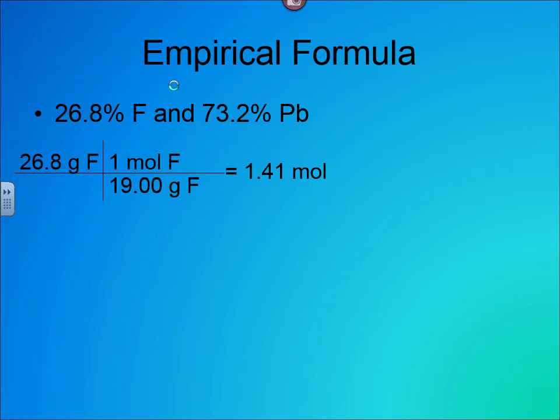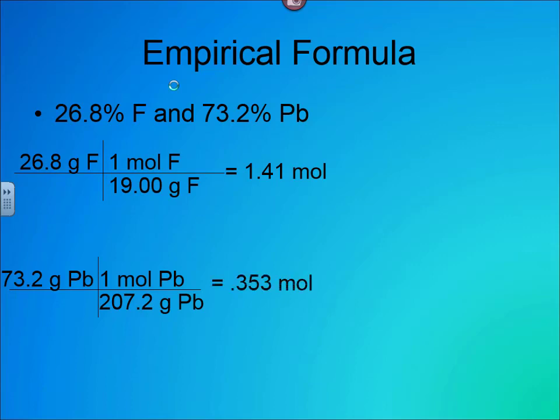Now we need to do the same thing for the lead. Step 1, change the percent to grams. So 73.2 grams of lead. And step 2, change those grams to moles. Look up the molar mass for lead, 207.2. That's the number of grams in 1 mole. These are going to end up being divided, and you should get 0.353.